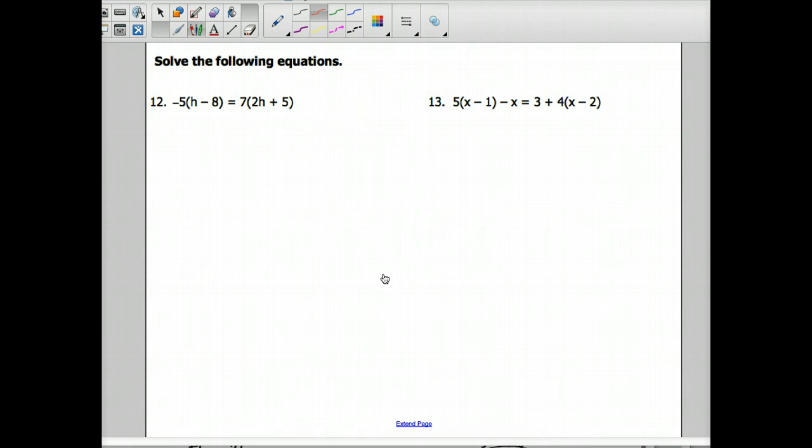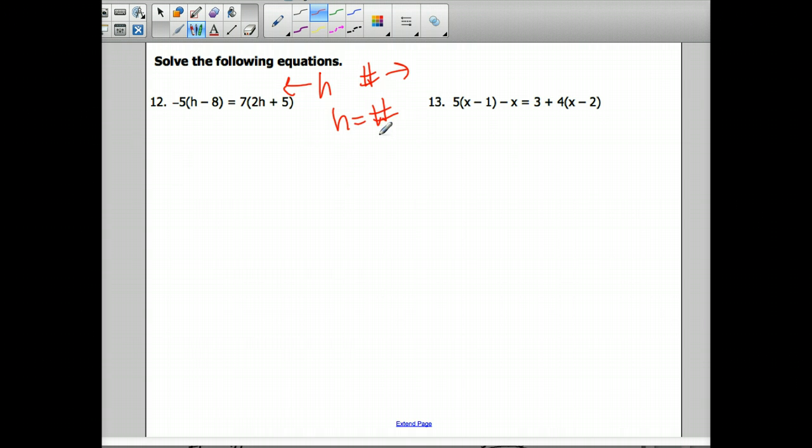Alright, so more solving. What we've got to do first is distribute to get rid of the parentheses. Then we can combine any like terms. And we want to move all our variables to one side and all the numbers to the other, so we end up with an h equals number type equation.